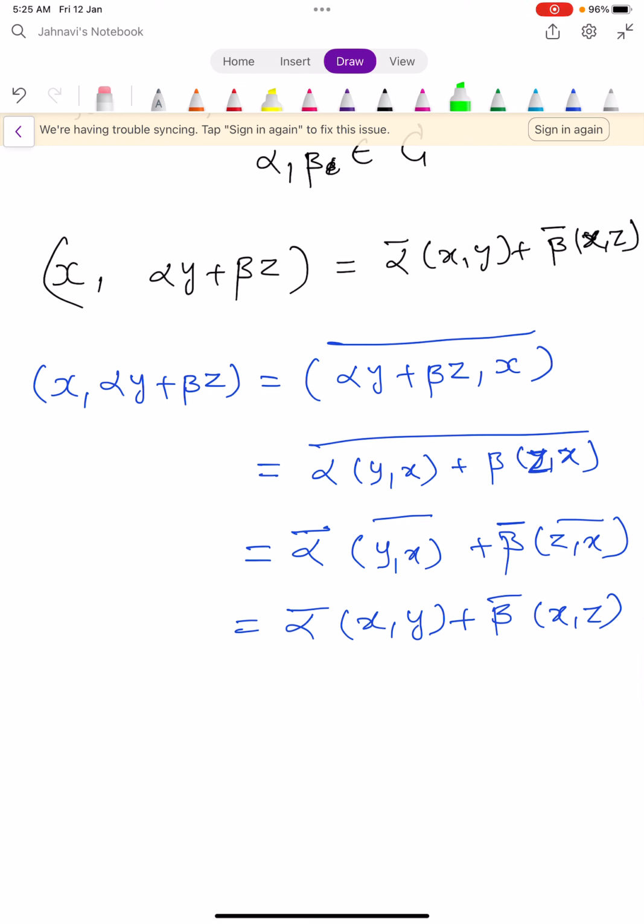Remember that the inner product of x comma alpha y plus beta z is equal to alpha bar times the inner product of x comma y plus beta bar times the inner product of x comma z. That's it. In the next video, we learn some examples of Hilbert space.